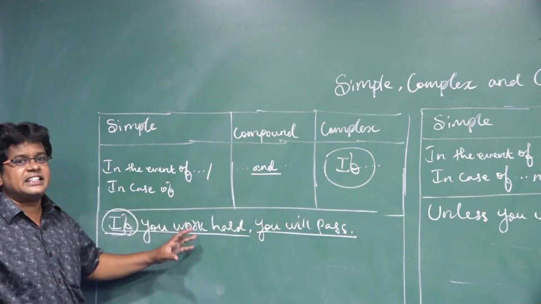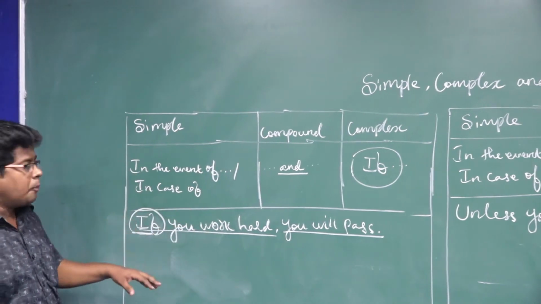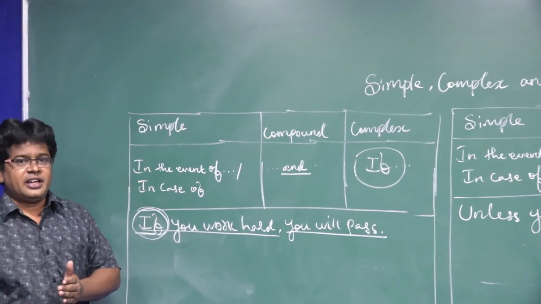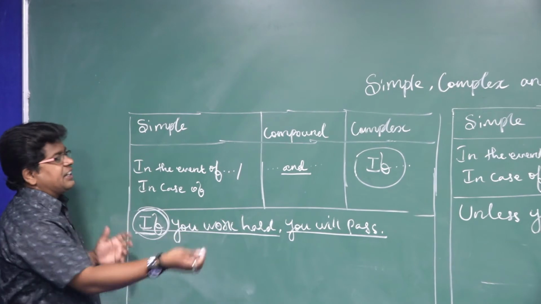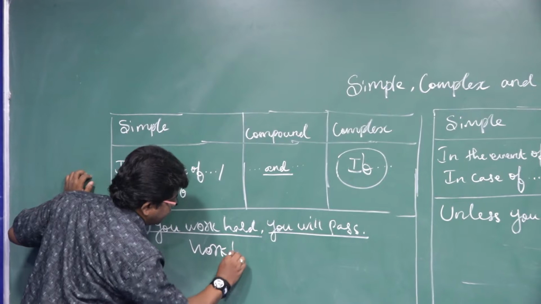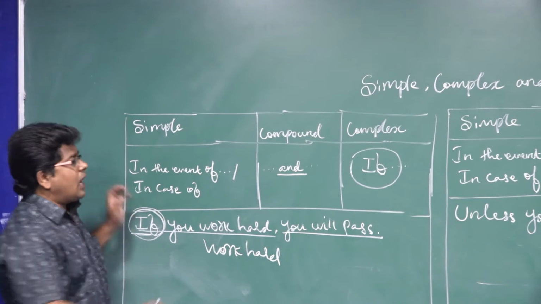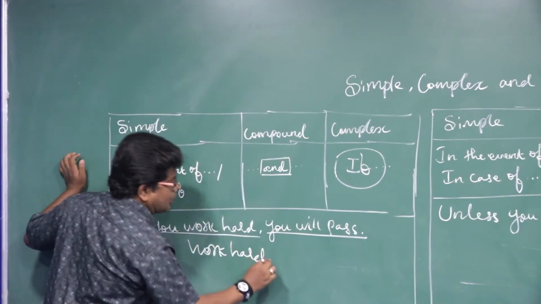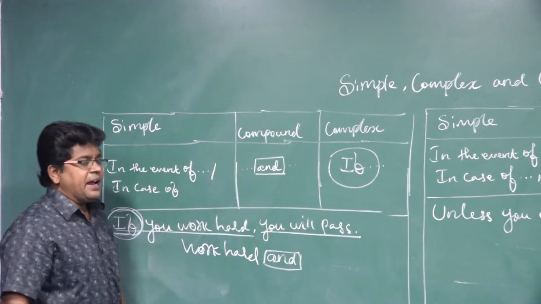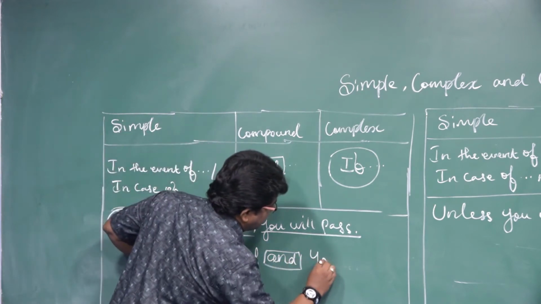Now we have to change this complex sentence into a compound sentence. While you are changing that complex sentence into compound, what I have told is, you have to remove the subordinate conjunction. If you remove the subordinate conjunction, automatically the sentence will become a main clause. See, work hard. Here there is no need of using you. Better you write work hard. What conjunction have they given? And. So I am writing and. And is a coordinate conjunction. Another main clause is there. Already I told you that you should not disturb the main clause. What is the main clause? You will pass.